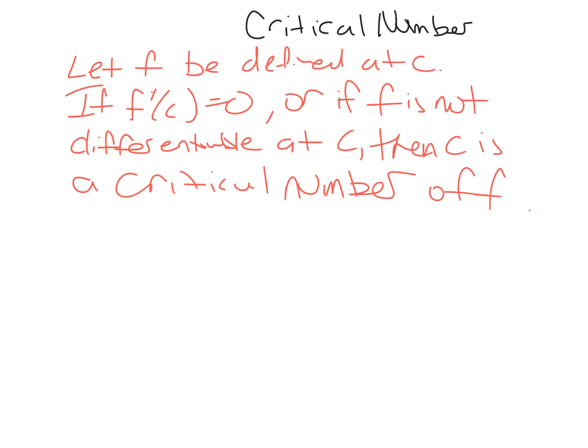Alright, so here is the formal definition for a critical number that we kind of alluded to in the last problems. Let the function f be defined at c. If the derivative f prime of c is equal to 0, or if f is not differentiable at c, then c is a critical number of f. That's why we set them equal to 0. Your critical number is going to tell you your maxes, your mins, all that fun stuff.